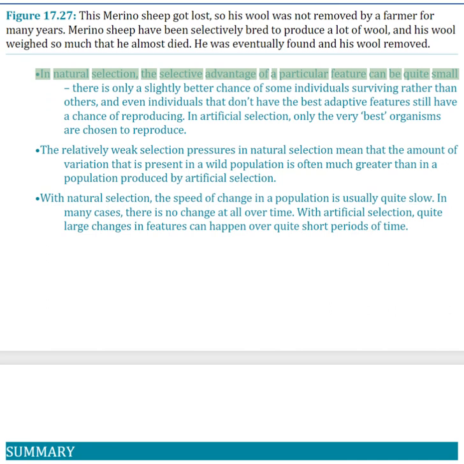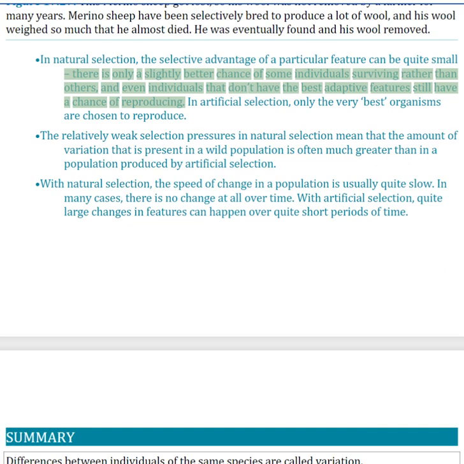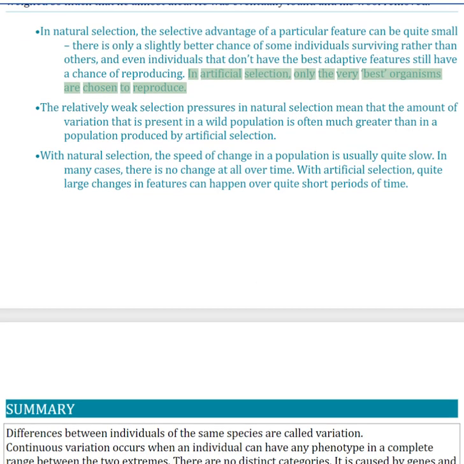In natural selection, the selective advantage of a particular feature can be quite small. There may be only a slightly better chance of some individuals surviving rather than others, and even individuals that don't have the best adaptive features still have a chance of reproducing. In artificial selection, only the very best organisms are chosen to reproduce.